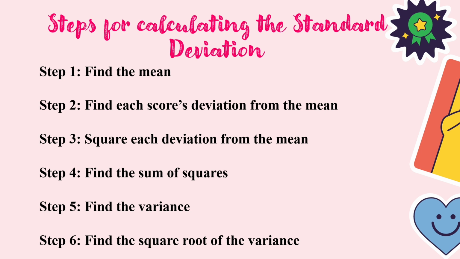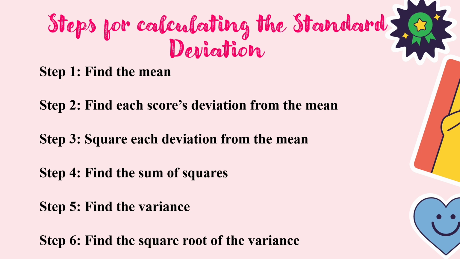Second step, find each score's deviation from the mean. To achieve this, we need to subtract the mean from each score to get the deviations from the mean. Step 3, square each deviation from the mean. Here, we need to multiply each deviation from the mean by itself, so this will result in positive numbers. For step 4, we need to find the sum of squares. To find the sum of squares, we need to add up all the squared deviations.